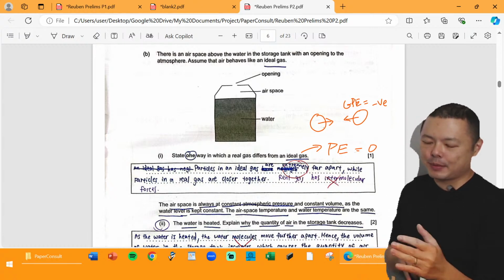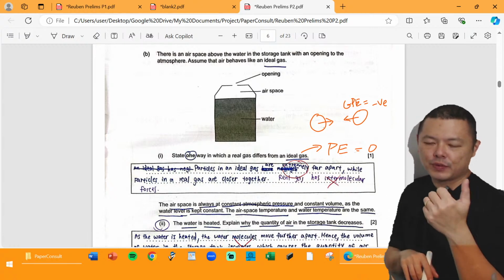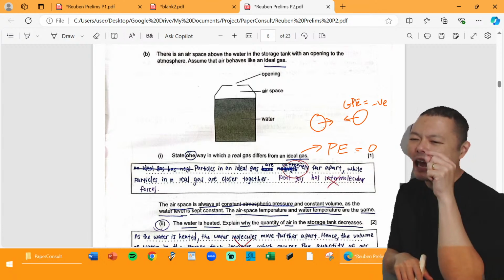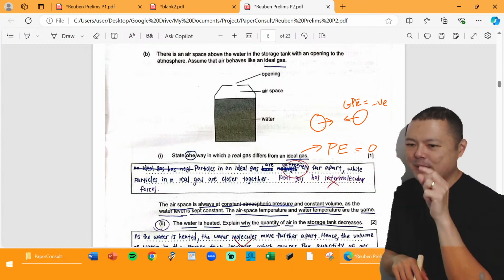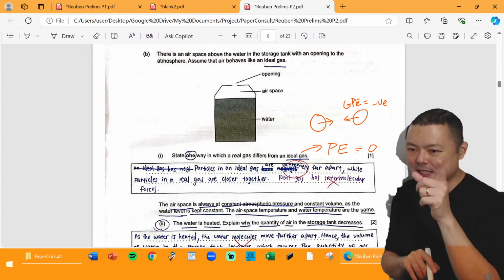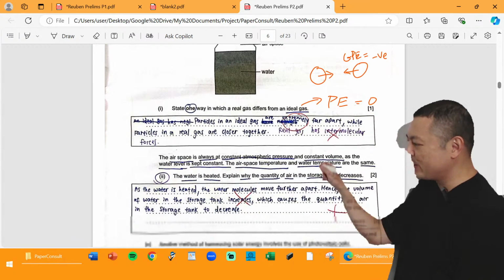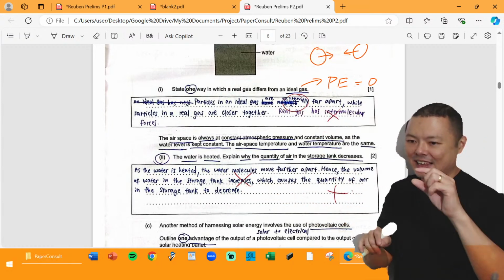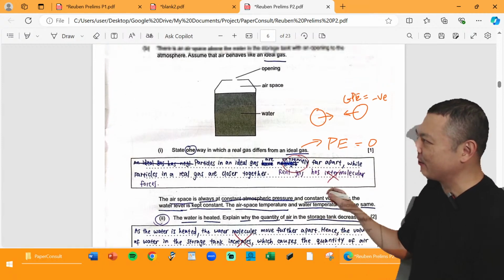Okay, I'm gonna remind you this, both of you. Solid, liquid, when you heat it, it expands, right? They expand ever so minimally only. They don't expand by a lot. Only gas expands by the most. So your reasoning that the water expands and pushes air out, leaving less air, is not significant at all.